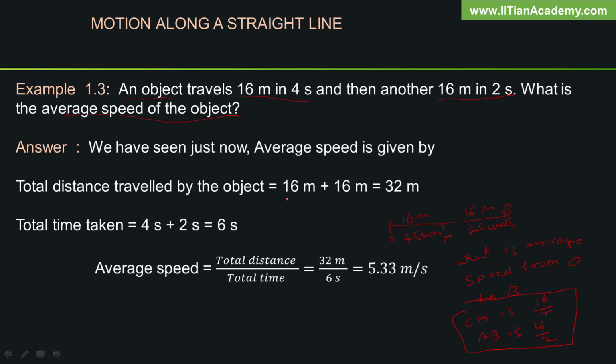Total distance traveled is 16 plus 16 equals 32 meters, and total time taken is 4 seconds plus 2 seconds, which is 6 seconds. Hence, average speed is total distance divided by total time, which is 32 divided by 6, which is 5.33 meters per second.